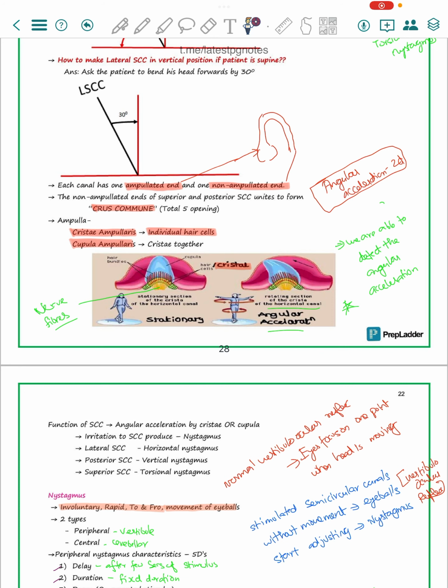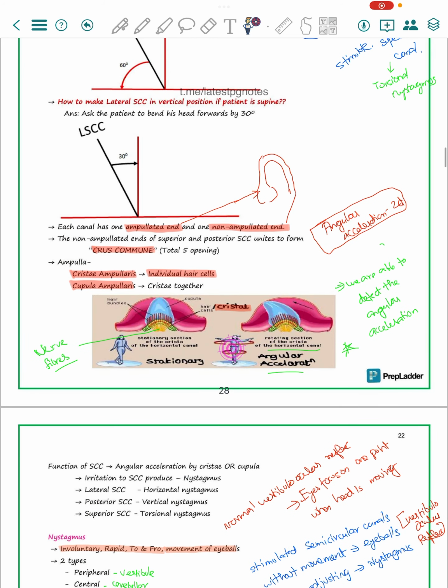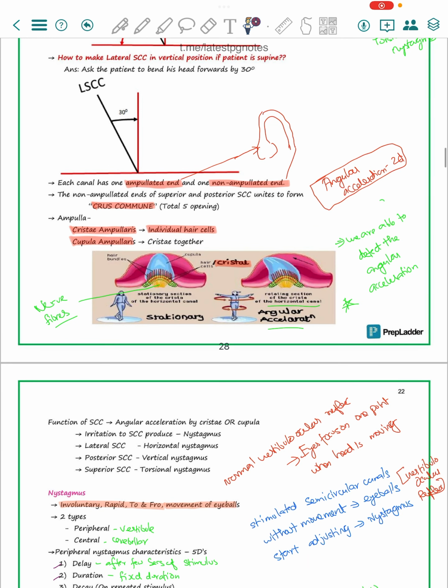The ampulla is a sac. It contains crista ampullaris. It has the individual hair cells, and the entire unit is known as cupula. This entire crista, and no fibers are connected to this. This ampulla is responsible for the angular acceleration. When you are in angular acceleration, this cupula, the crista ampullaris, will be stimulated.